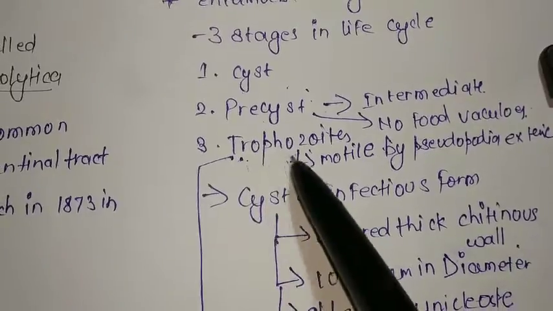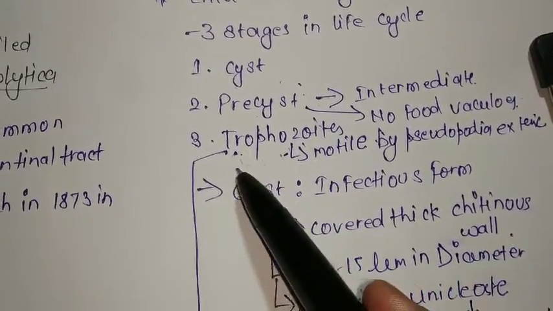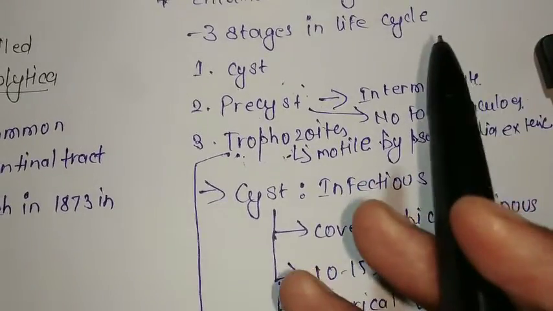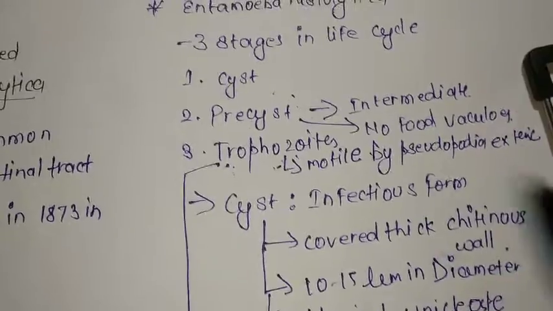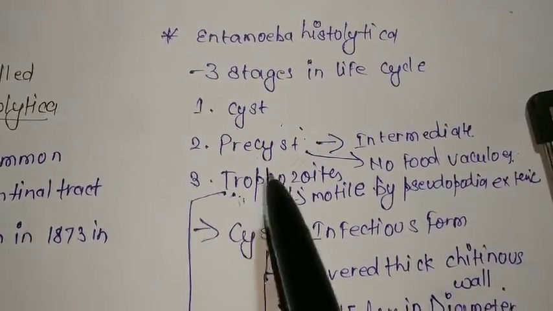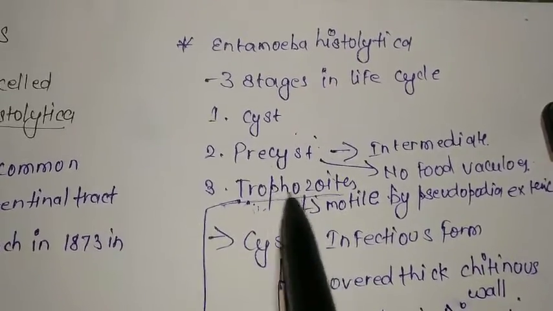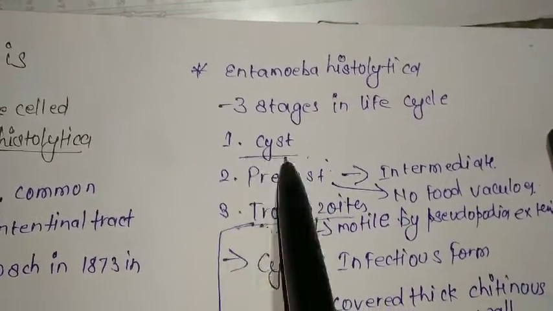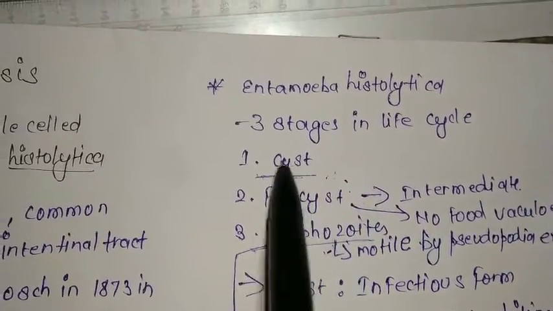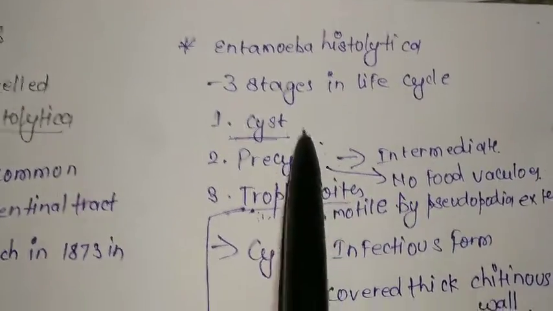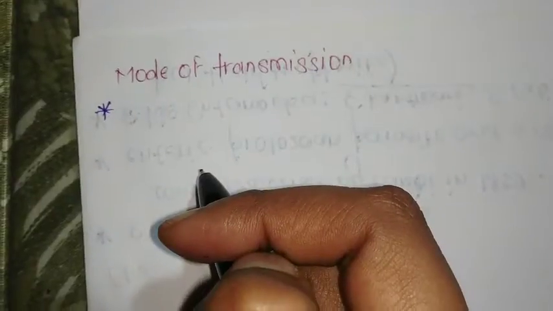If we talk about the trophozoite nucleus, it has a central chromosome surrounded by a delicate membrane lined with chromatin granules. This stage is always seen inside the host cell, but the cyst will be on the outer side.